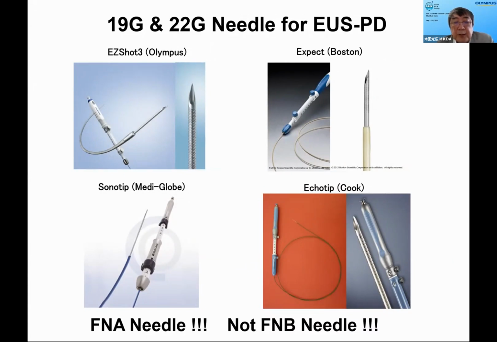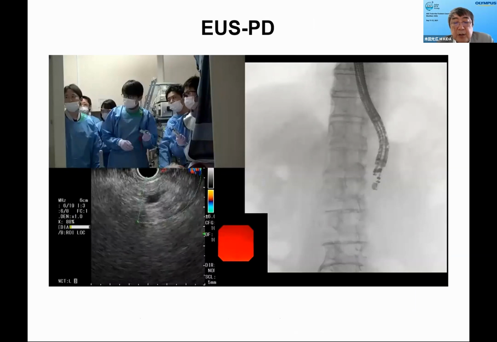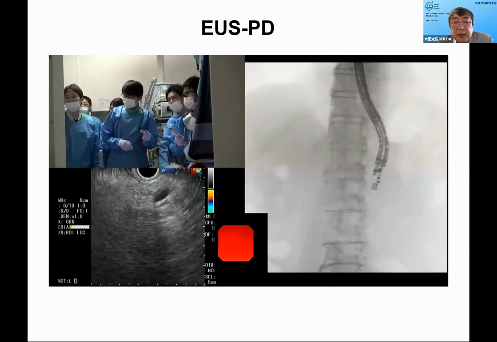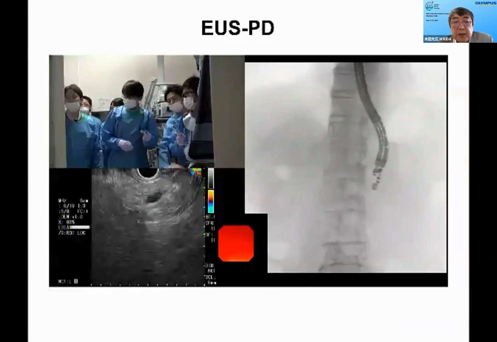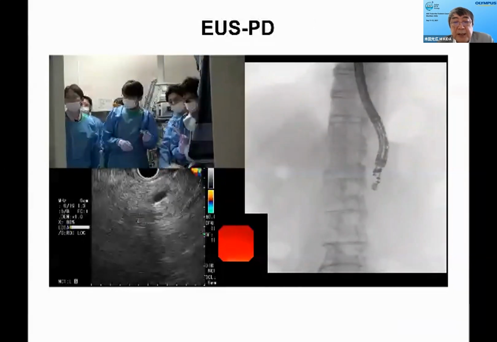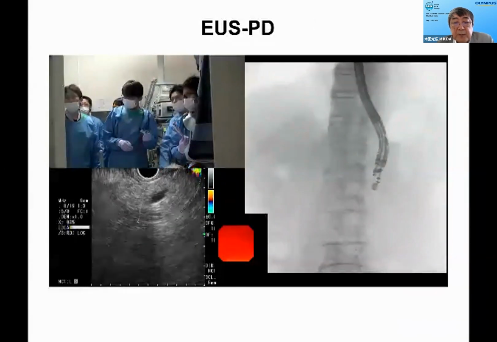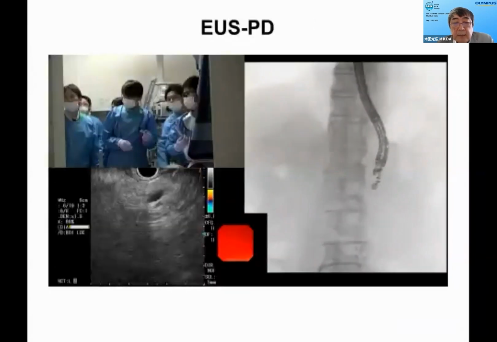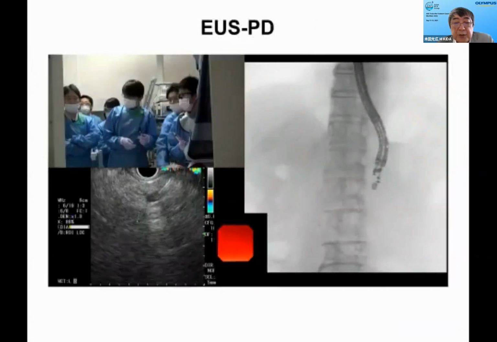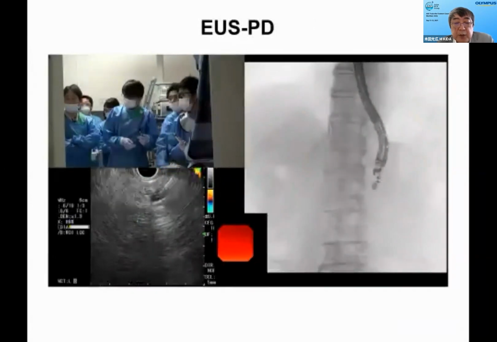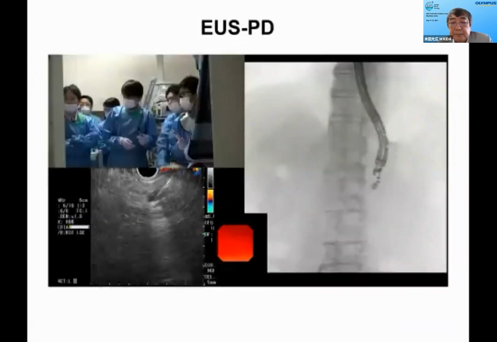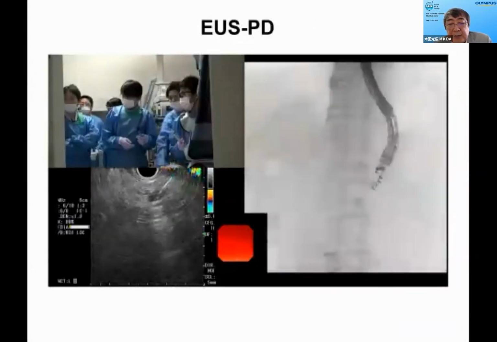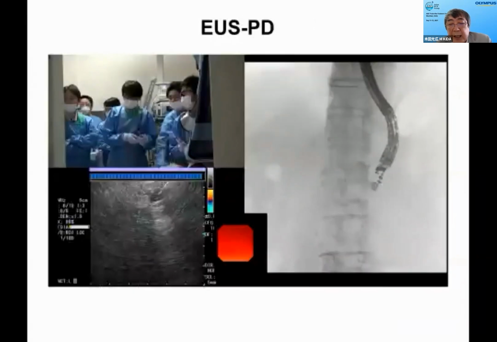So this is a case of the EUS-PD. You can see the dilated MPD. We insert the 19 gauge needle, then puncture the MPD. After that, we fill the contrast into the MPD.